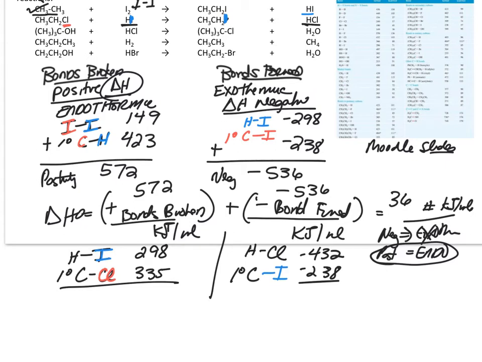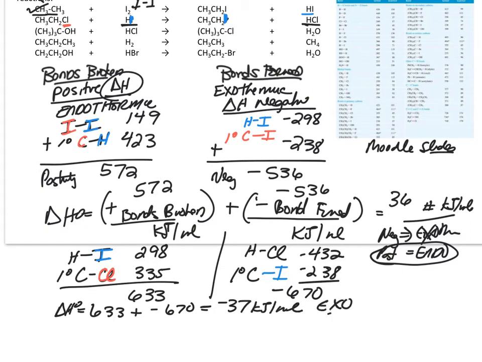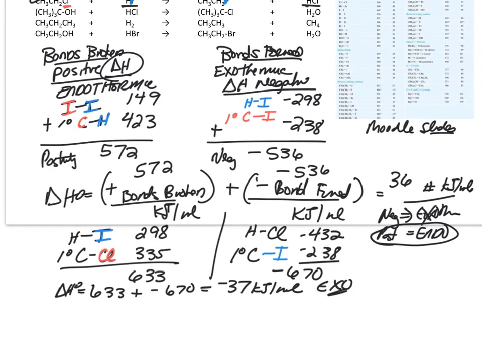And then we add these together, so we get 298 plus 335. It gives us an overall 633 positive enthalpy. And then we have negative 432 plus a negative 238, so that's negative 670. So we do 633 plus a negative 670, and that gives us an overall delta H for this reaction of negative 37 kilojoules per mole, and that would be exothermic. Okay, let's go to the next one.